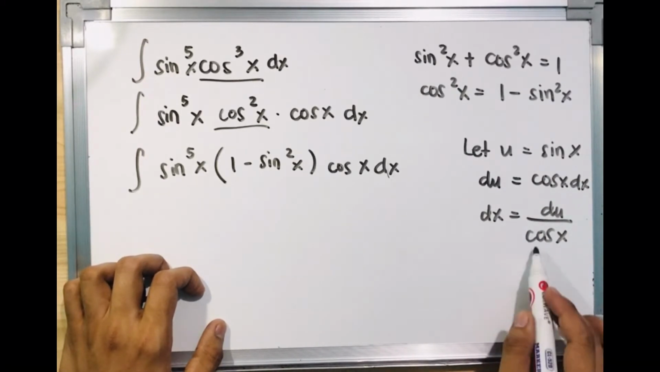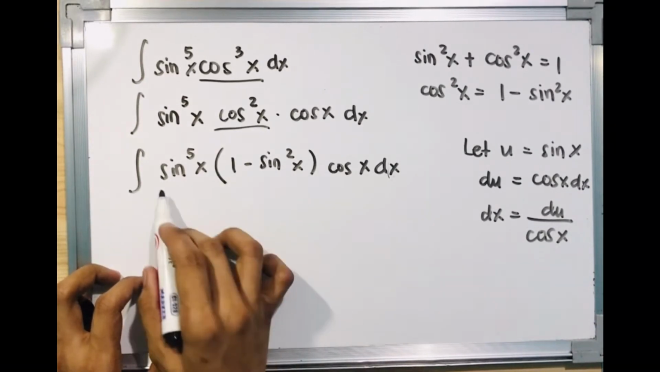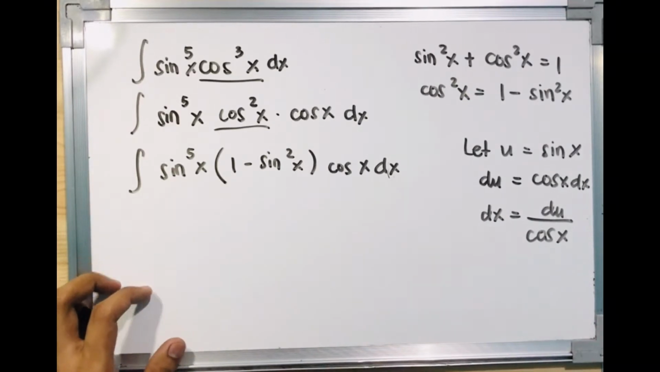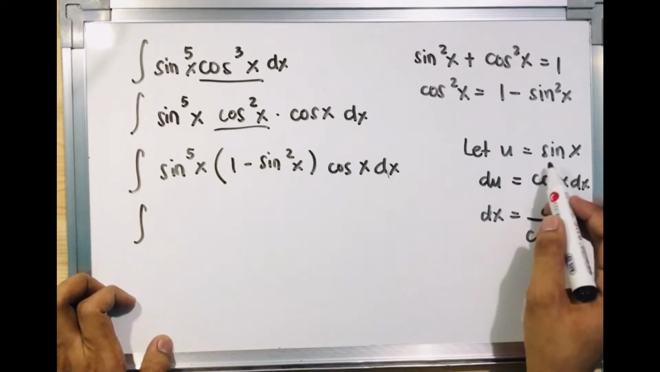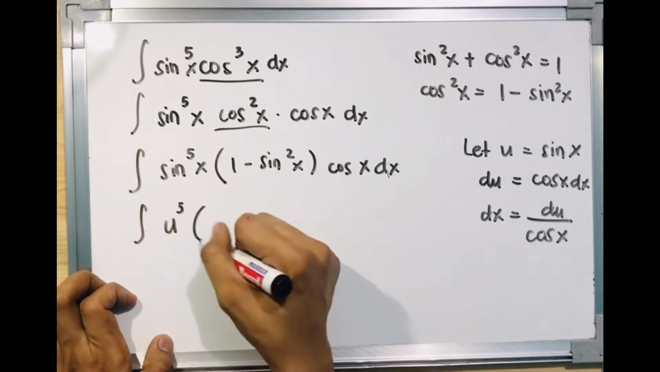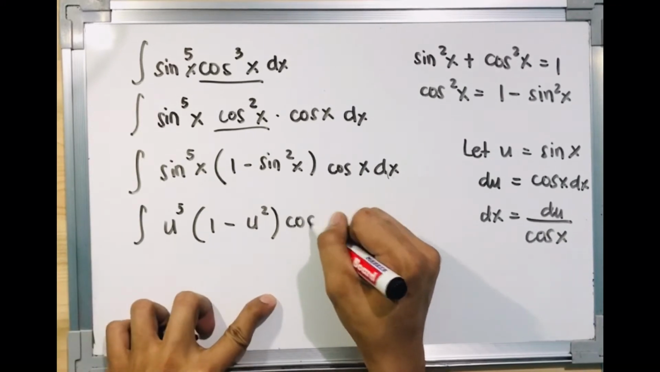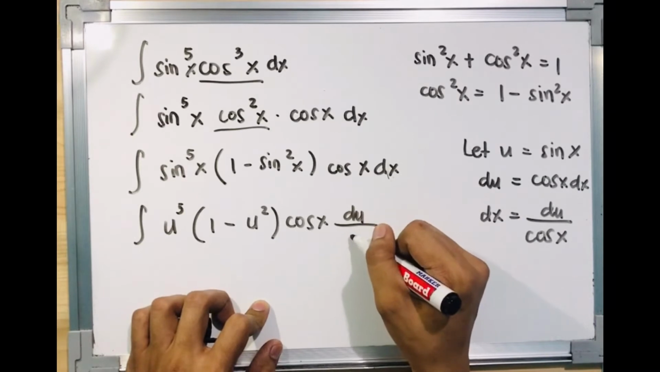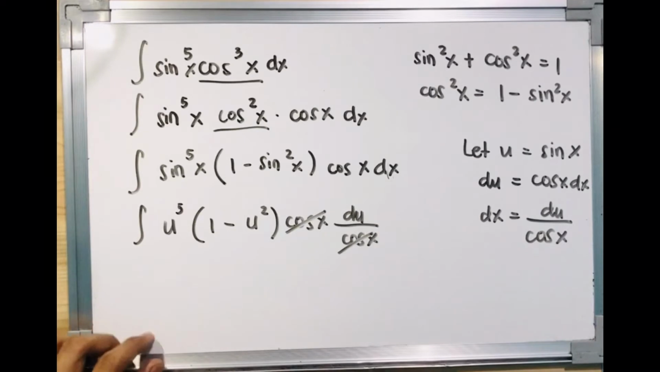Okay? At mapapansin nyo, cosine nasa ilalim. Ka-cancel out yung cosine natin. At yun yung objective natin. Matira na lang ay iisang function or trigonometric function. So, the integral of sine raised to 5, ayan, since ang u natin is sine of x, magiging siyang u raised to 5 multiplied by 1 minus u squared. Si cosine ay cosine pa din, pero mag-cancel out siya pagka sinubstitute natin yung value ng dx. Okay? So, cancelin na natin si cosine.